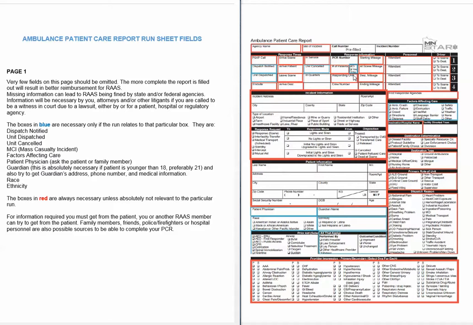The boxes in red are always necessary unless absolutely not relevant to the particular run. For information required, you must get the information from the patient. You or another RAS member can try to get it from the patient. Family members, friends, police, firefighters, or hospital personnel are also possible sources to be able to complete your PCR.